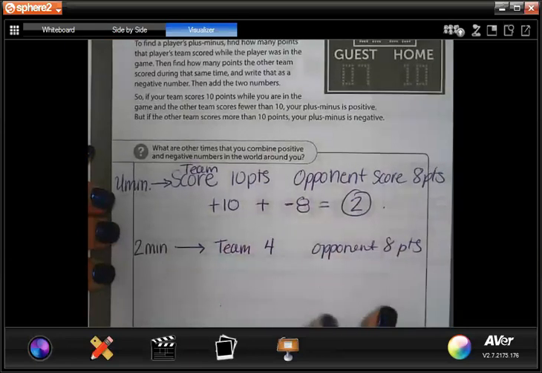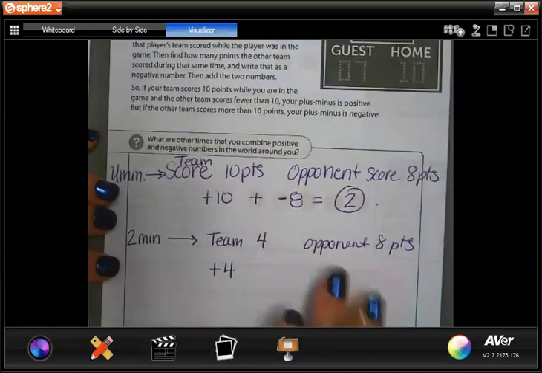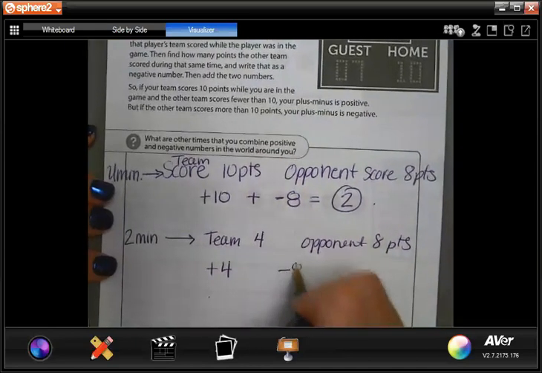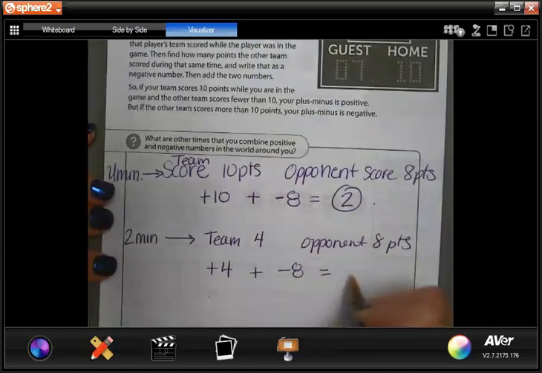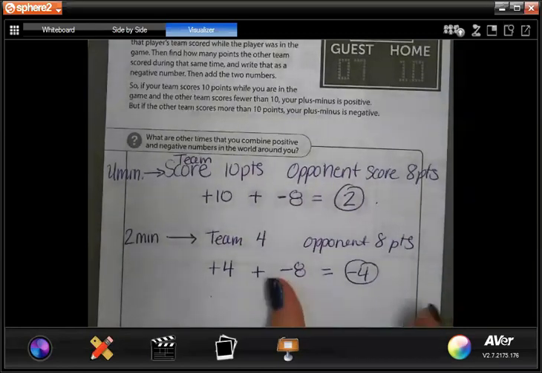All right, so this would be a +4 that you got, but your opponent scored 8 points, so that's a -8. If you add these together, oh, so that's a minus. So your opponents outscored you guys while you were in there. So it's just a way of looking at how integers work.